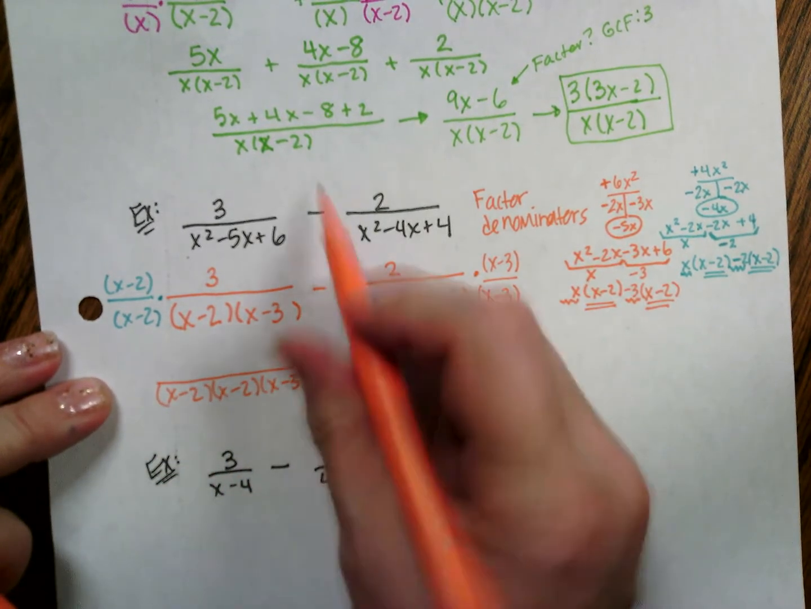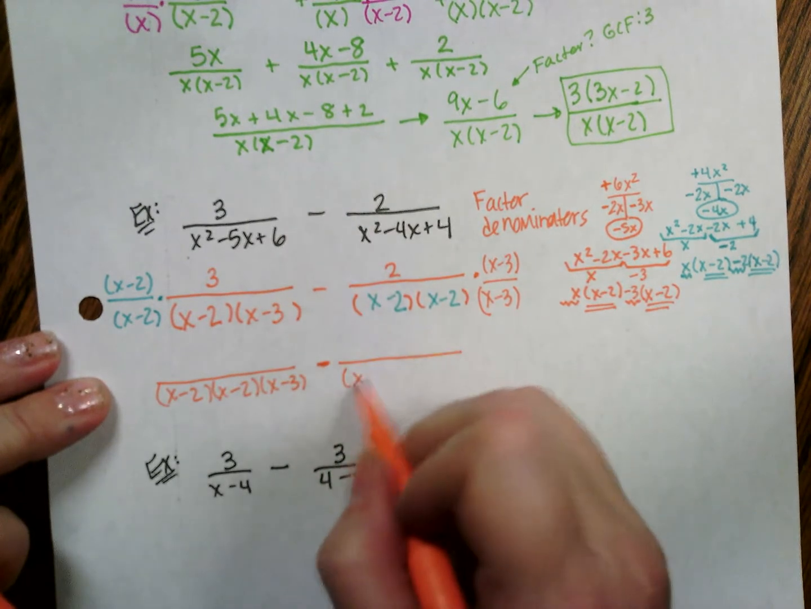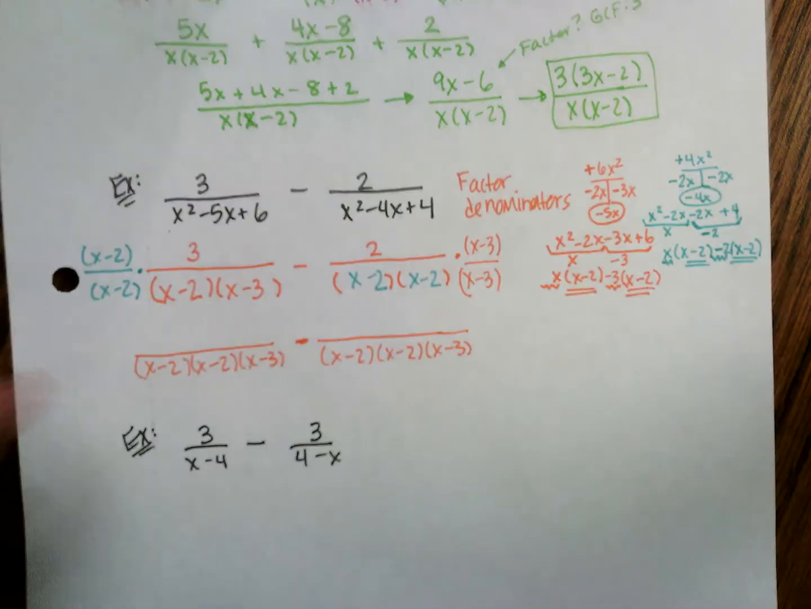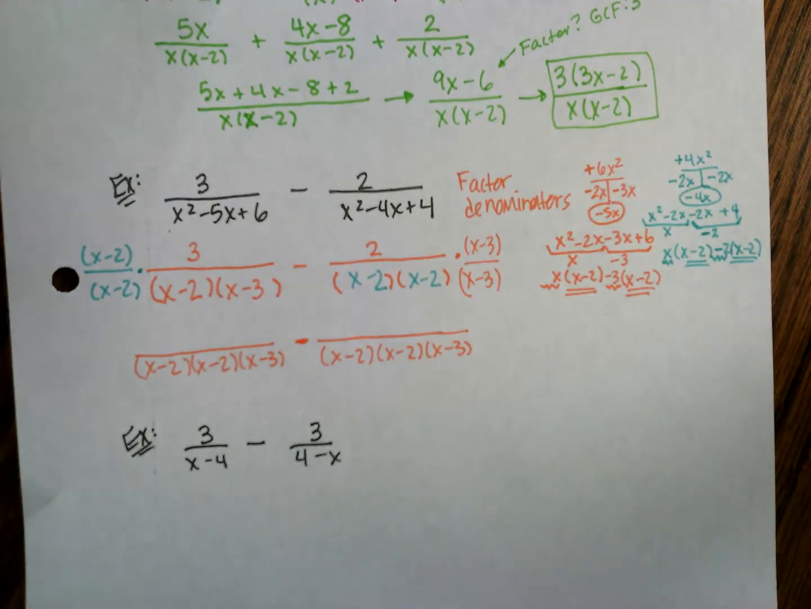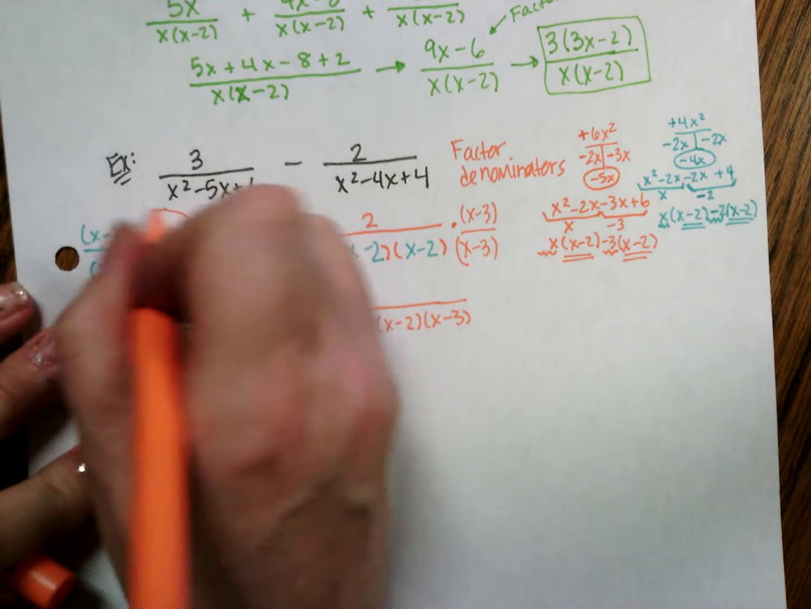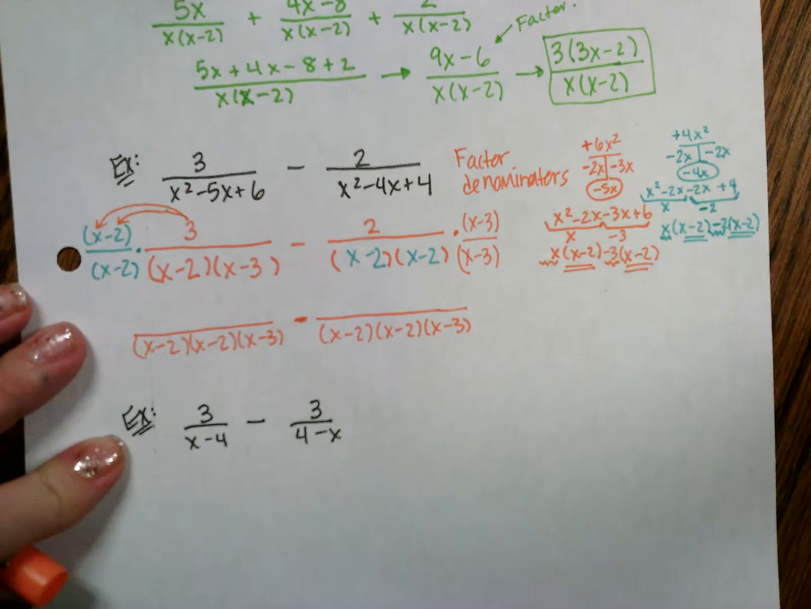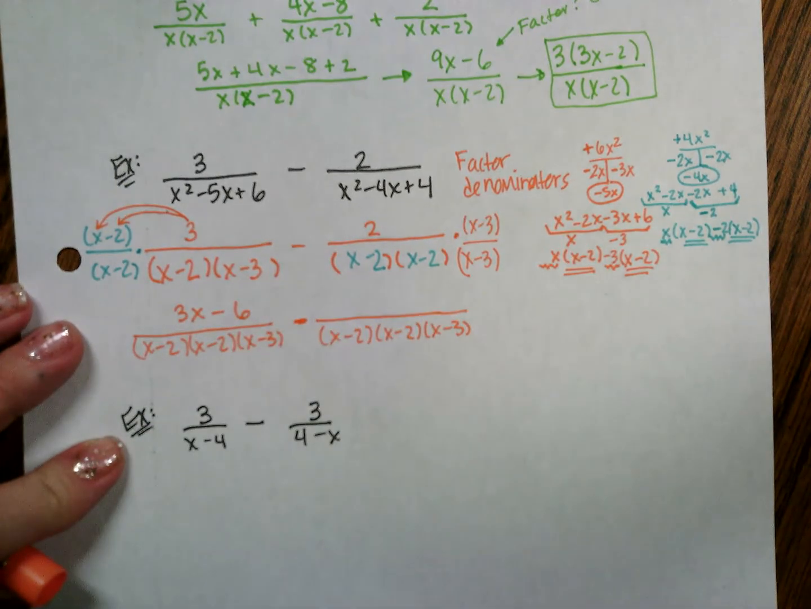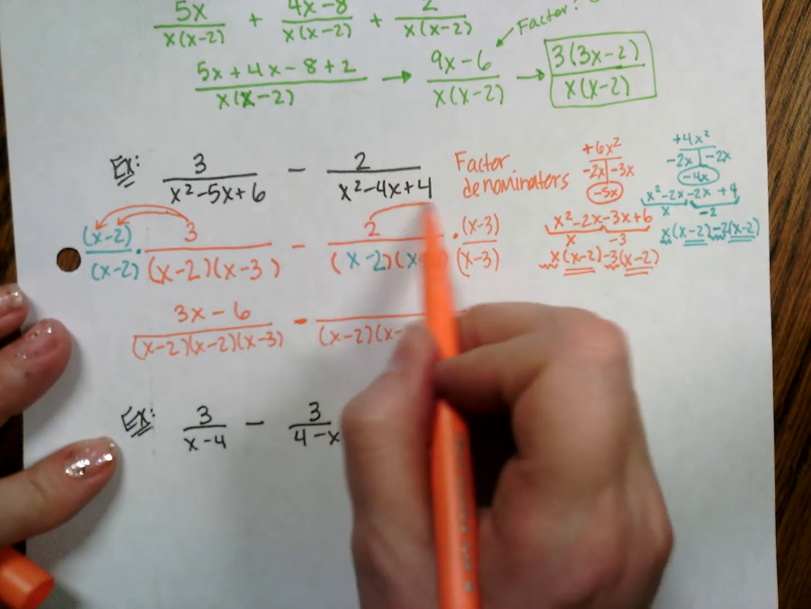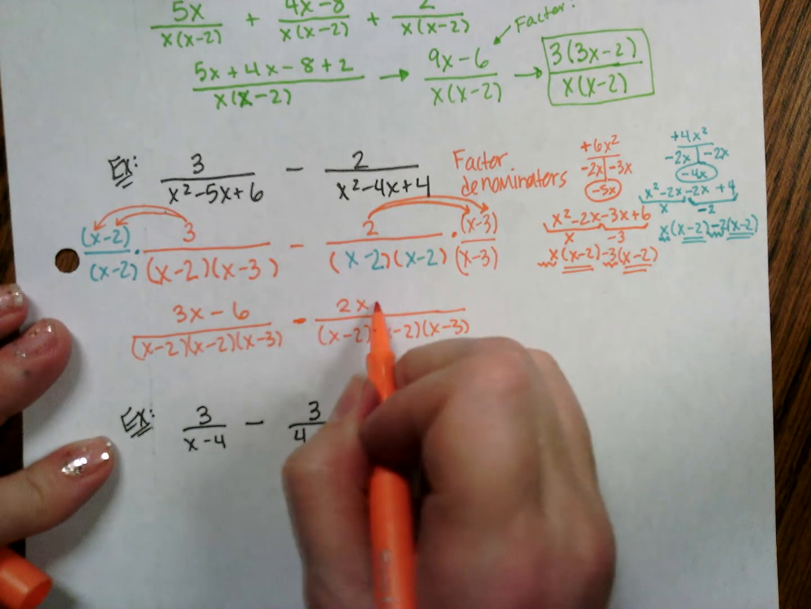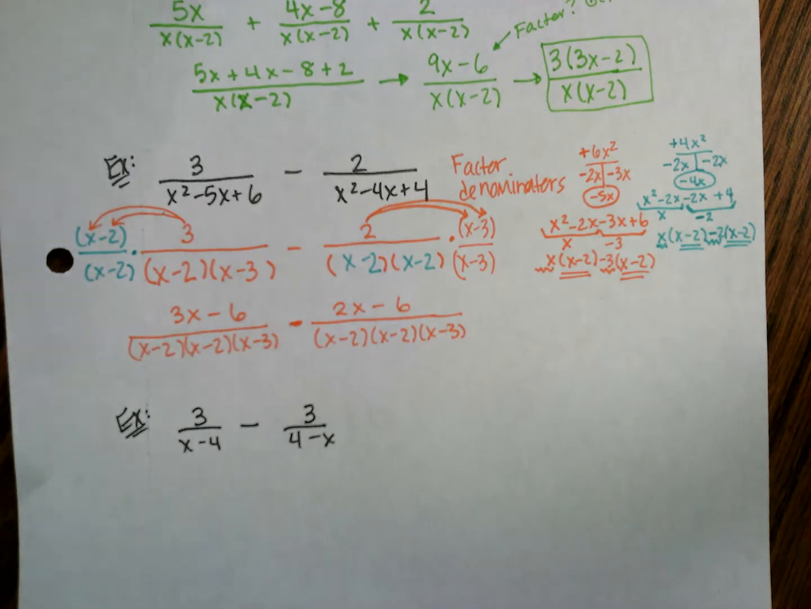And that's a subtraction problem. Don't forget that little guy. x minus 2, x minus 2, x minus 3. Okay. Now remember what I said. Don't multiply out your denominators, but do multiply out your numerators. So I'm going to distribute this 3 into the x and the negative 2. So that's going to be 3x minus 6. And I'm going to distribute this 2 into the x and the minus 3. So that's going to be 2x minus 6.